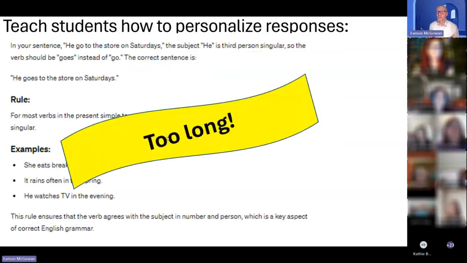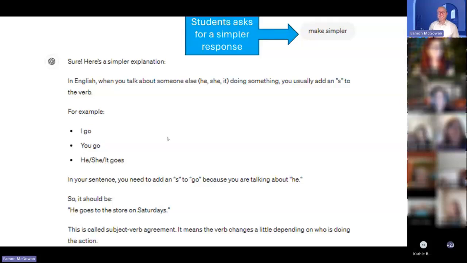Maybe this is too long. And I've told my students, if it's too long, if it's too difficult to understand, tell it to make it simpler so that I can understand it, right? So I can really understand my mistake. So make that simpler for us. So this is just one short little way I've been using it.